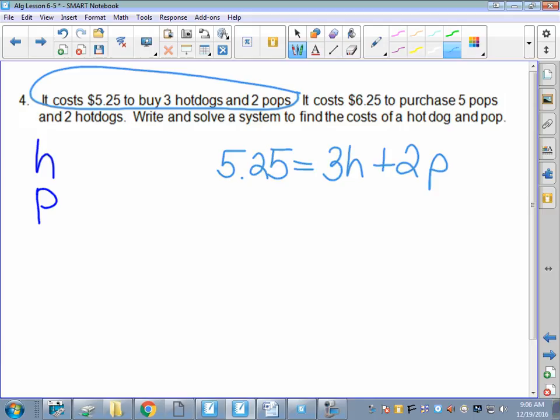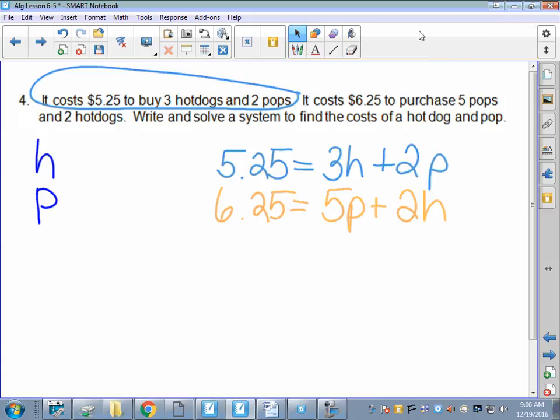So what's our second equation going to look like then? It's $6.25 to purchase 5 pops and 2 hot dogs. $6.25 will get us 5 pops plus 2 hot dogs. Write and solve a system. We just wrote a system. However, we didn't solve it yet. So what do you want to do to solve? Do you want to do elimination, substitution, graphing?